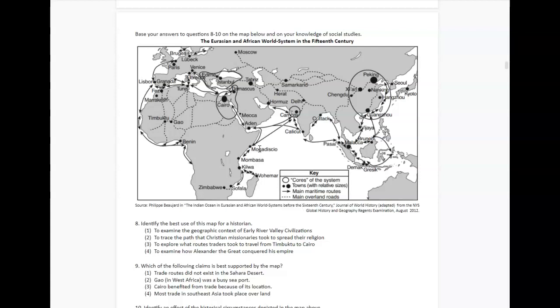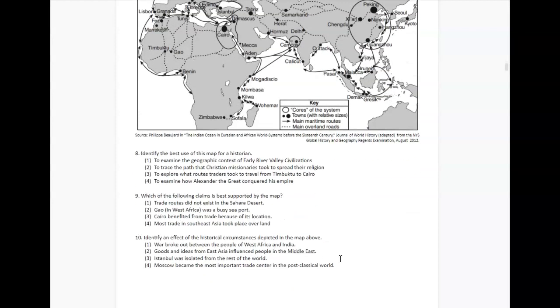You have cores of the system. So that's kind of like big trade areas, where things are coming in and out of. You have towns with their relative size. The small dots are small towns, big dots are big towns. And then you have main overland routes. This is how people are traveling over the land.